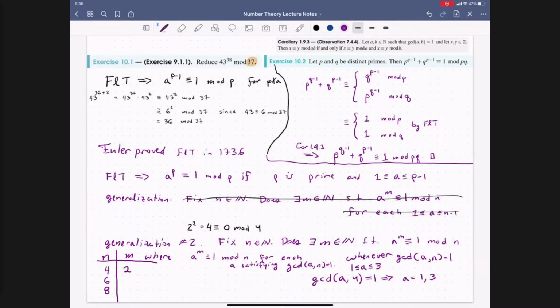So now what I want you to do is do the same argument for 6 and 8, and only write the first m that you find. Don't worry about going through all the possibilities. Just write the least value of m. So just try it out and see what you get.